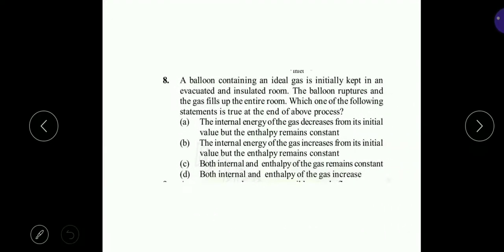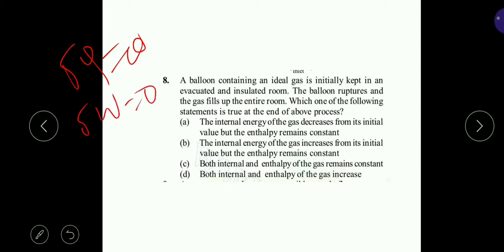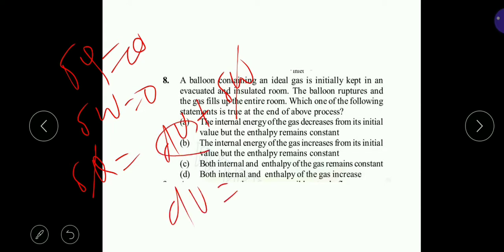Then next, a balloon containing ideal gas is initially kept in an evacuated and insulated room. Insulated means del Q will be equal to 0 here. The balloon ruptures and the gas fills up the entire room. This is again the condition of free expansion, so del W will be equal to 0 also. Then which of the following statements is true? From the first law of thermodynamics, del Q will be equal to dU plus del W. If this is equal to 0 and this is equal to 0, then dU will also be equal to 0.